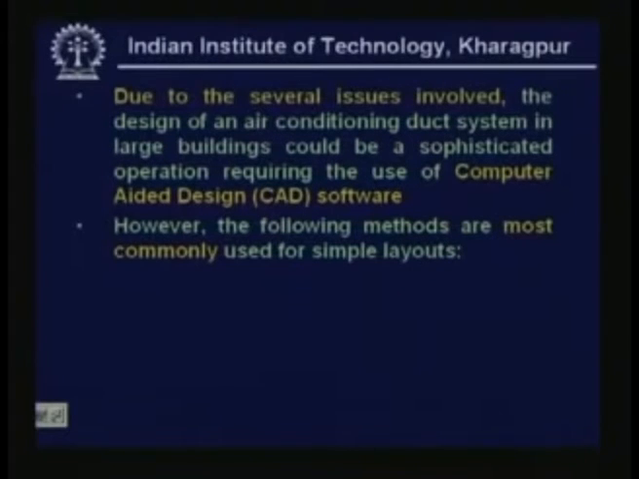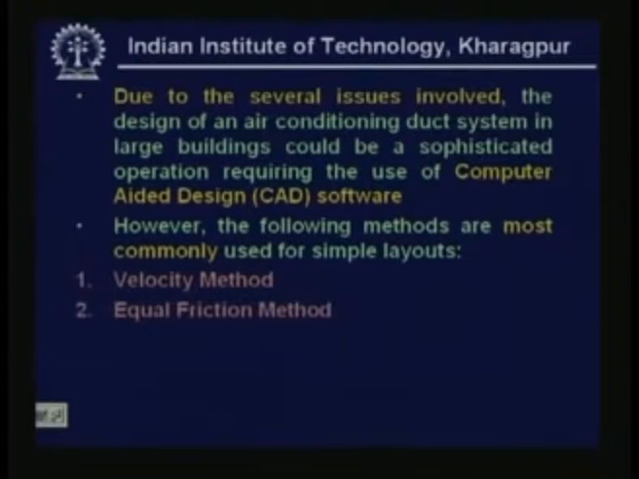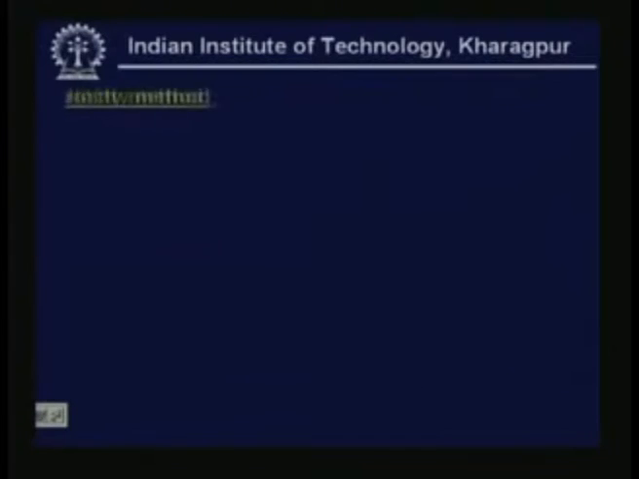Okay. However, in this lecture we shall discuss some simpler methods which are normally used for simple layouts. What are these simpler methods? The first method is known as velocity method. Second one is known as equal friction method. Third one is known as static regain method. Okay. So I shall discuss only these methods in this lecture. First, let us look at velocity method.